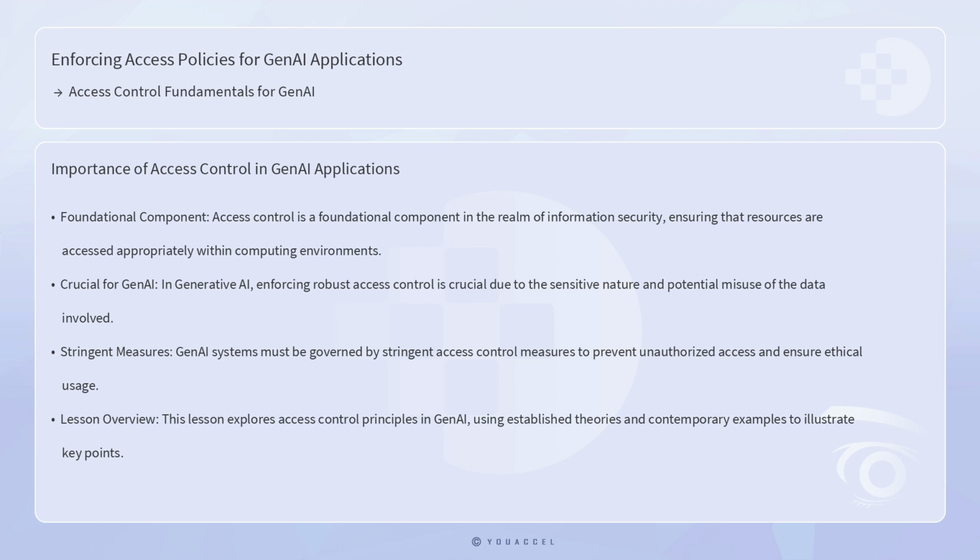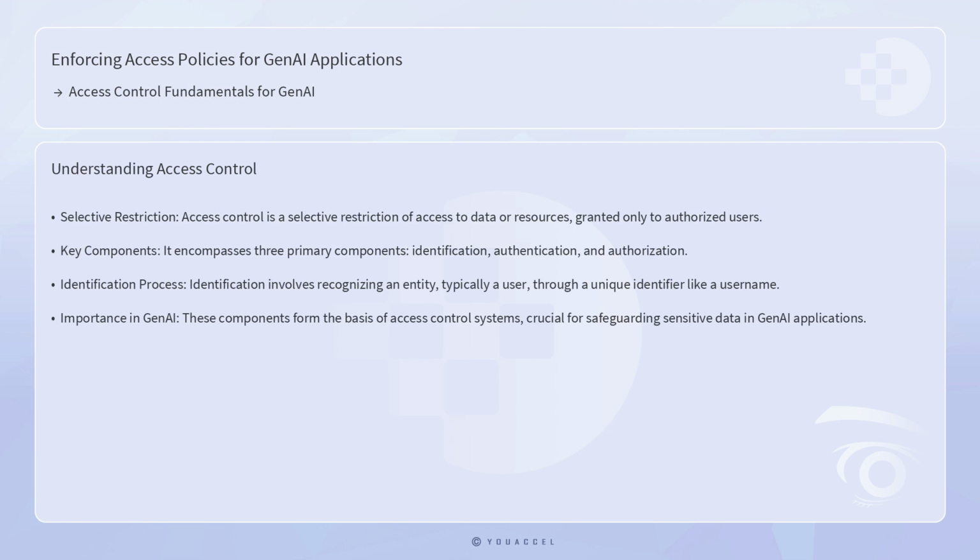This lesson delves into the fundamental principles and practices of access control as they pertain to GenAI applications, drawing on established theories and contemporary examples to illustrate key points. Access control can be understood as a selective restriction of access to data or resources granted only to authorized users. It encompasses three primary components: identification, authentication, and authorization.